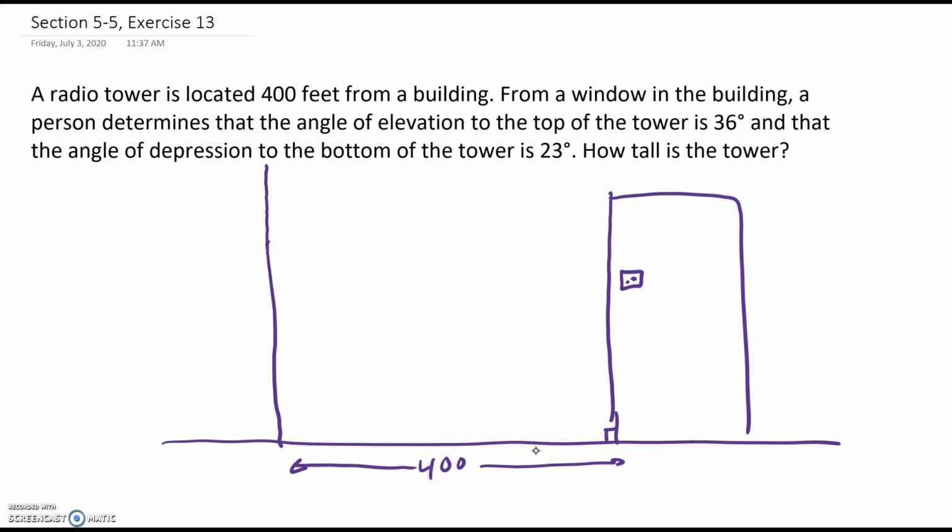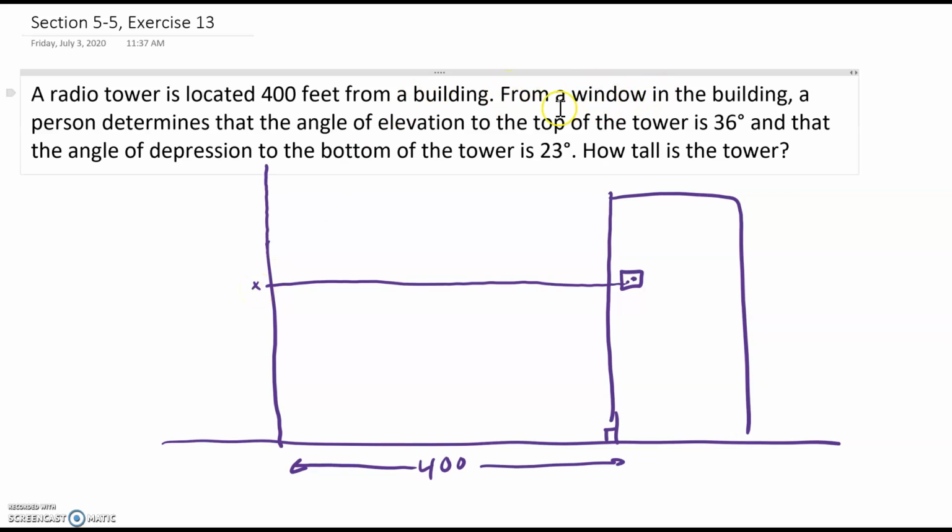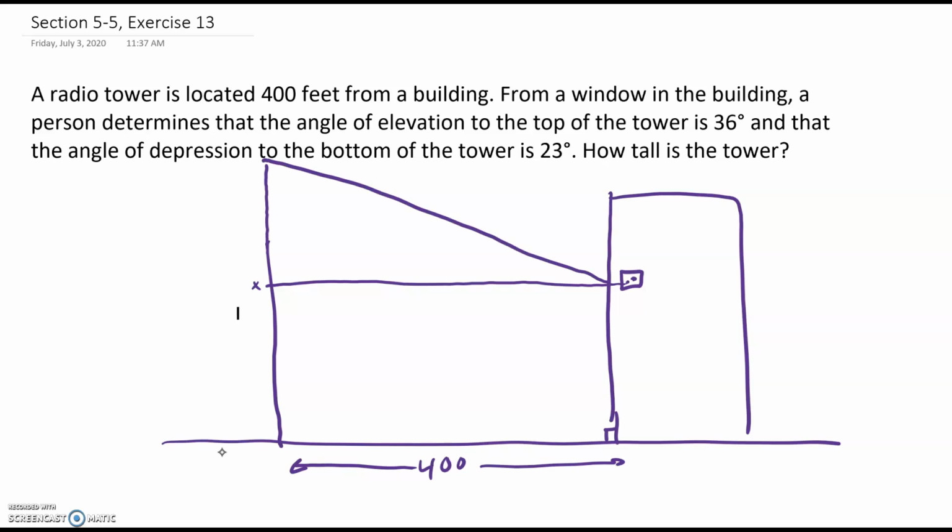So now the person is looking out the window, so let's draw a line. That's the horizontal right there. If the person just looks directly out of the window horizontally, he or she will see that point of the building. But it says here that the angle of elevation to the top of the tower is 36 degrees. Angle of elevation means, from the person, the angle from the horizontal up to the top of the tower. That's 36 degrees.